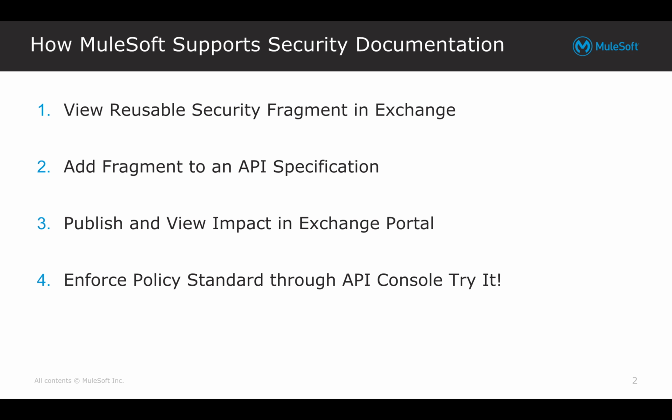We're going to add those fragments to an API specification in Design Center. From Design Center, we're going to publish and view the impact of those changes within the Exchange portal, and we're going to actually execute a request based on those security definitions within the API console, because our underlying API in this case is actually enforcing the policies that we've documented.